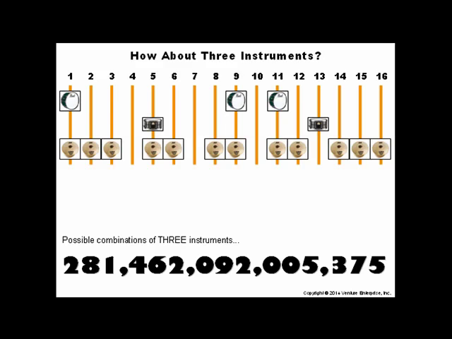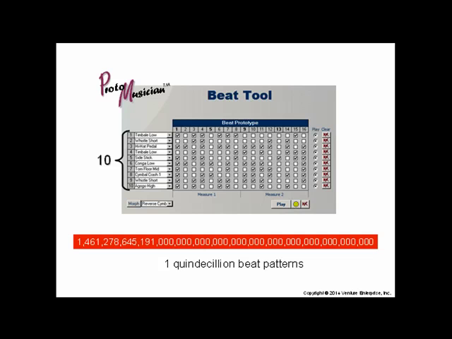And you can think beyond drums as well here. There are about 300 trillion ways for any 3 instruments to play a measure of music. That could be a banjo, a flute, and a ukulele. And as advertised, any 10 drum pieces, or any 10 instruments playing at the same time, will have 1 quindecillion ways to play a measure.